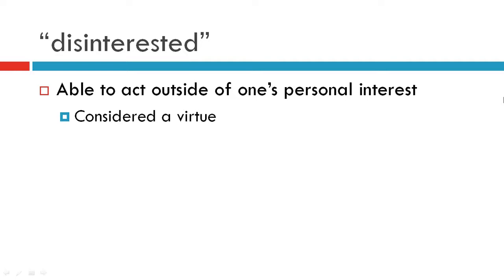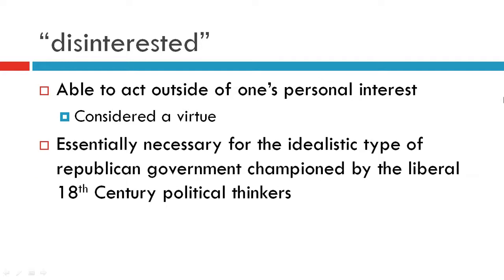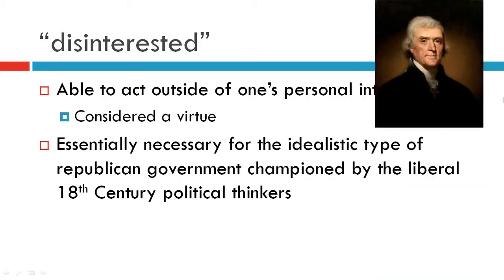And in fact, as you probably know, when his second presidential term is finished, he returns home to tend to his fields. A very noble way to go out. This idea of one being capable of being disinterested and politicians being virtuous is somewhat necessary in this idealistic type of Republican government that was championed by liberal 18th century political thinkers. So here's a picture of one right here, Thomas Jefferson, who really wanted this sort of republic of farmers.